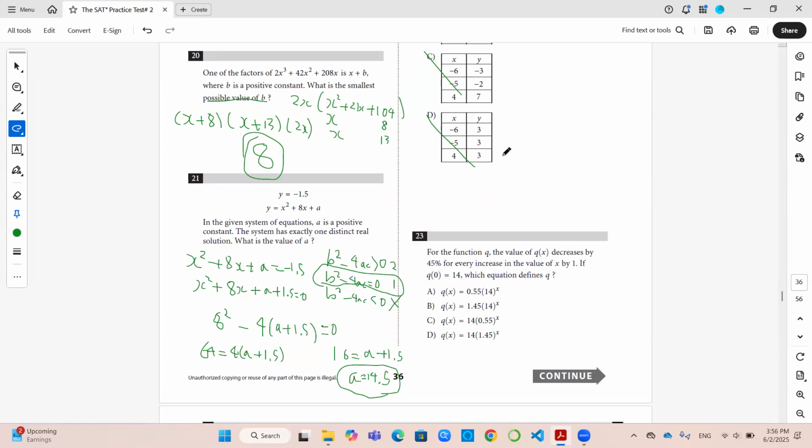Okay. For the function q, the value of q of x decreases by 45% for every increase in the value of x by 1. If q of 0 is 14, which equation defines q? So this is an exponential function. Because it's decreasing, we're going to have to subtract 45 over 100 from 1. So this is equal to 0.55. And I can immediately eliminate A, B, and D and choose C because we have the 0.55 in answer choice C.